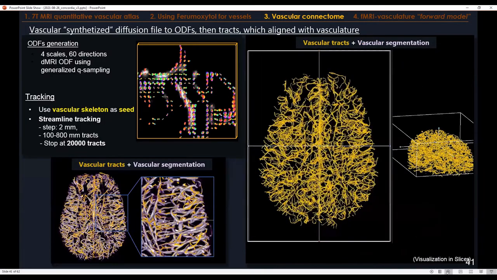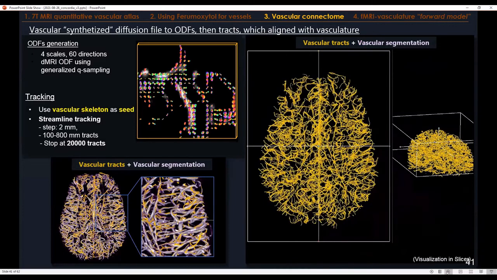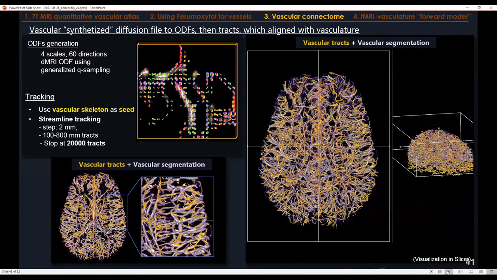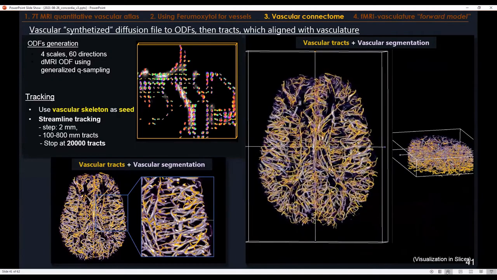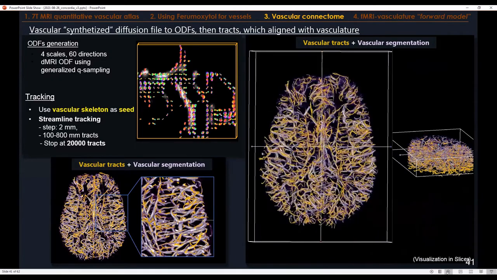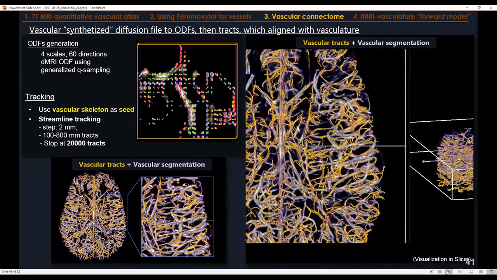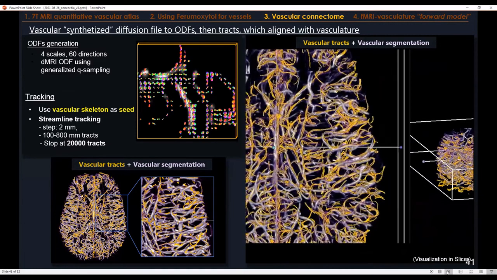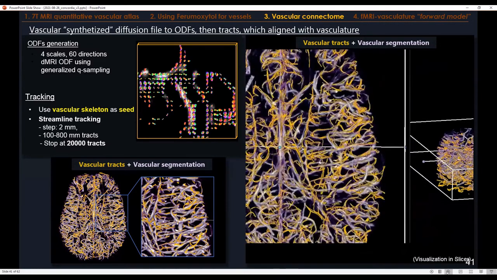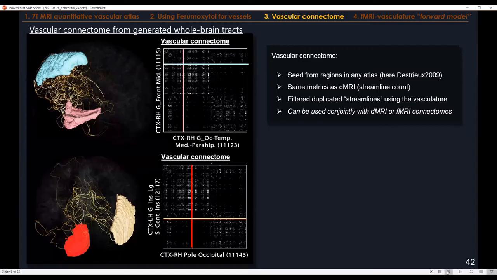Looking at the tracks that we obtained, we were wondering if they were following the anatomy correctly. So we put them on top of the vascular segmentation that we had. Here you can see, as it zooms, that the tracks we reconstruct really follow the anatomy closely. Based on this whole brain reconstruction, we can build a vascular connectome.